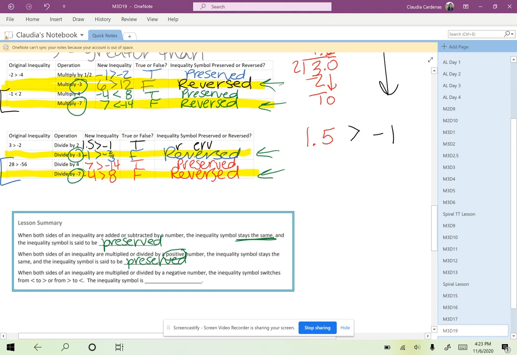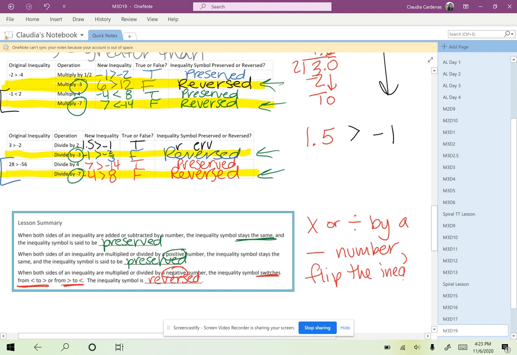But here is the key point, and this is the key takeaway from today's lesson. When both sides of an inequality are multiplied or divided by a negative number, and I want you to write this down in your notes, the inequality symbol switches from less than to greater than, or from greater than to less than. So the inequality symbol is reversed. So multiplying or dividing by a negative number, comma, flip the inequality sign.